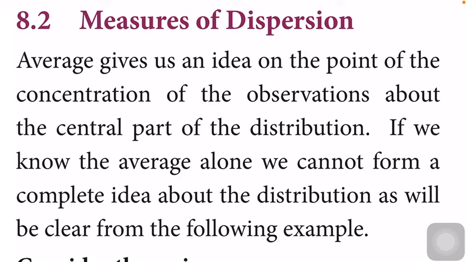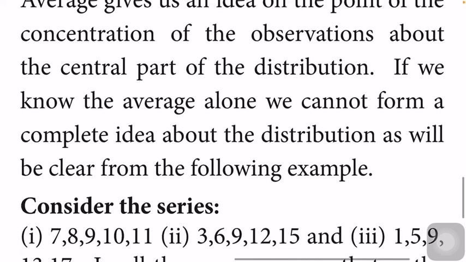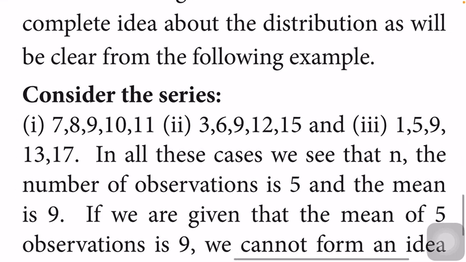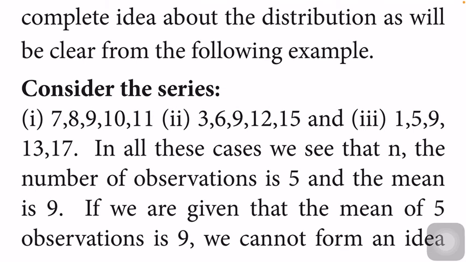Measures of dispersion. Dispersion means the scatteredness, things spread out. So in this topic we are going to learn about the dispersion measures of the given data. Here consider three examples. Three series of numbers were given here. In all the three series, there are 5 numbers. The number of observations is 5.